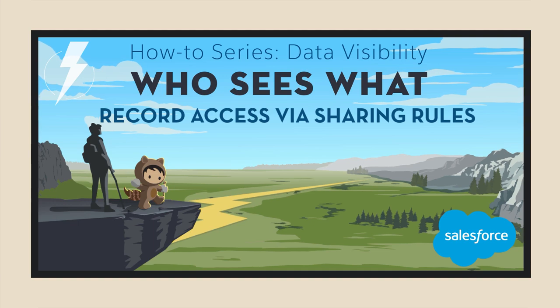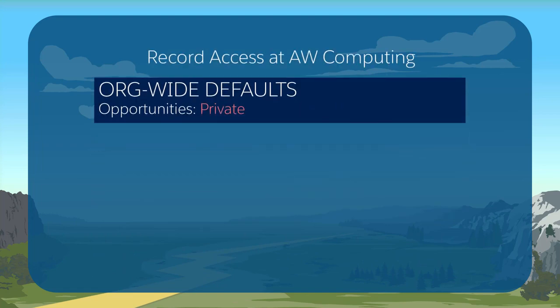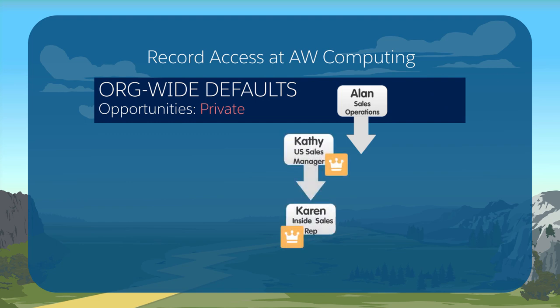At AW Computing, we set the org-wide sharing settings on opportunities to private, so only the person who owns the record can see it. We then created a role hierarchy to open access up to certain roles. Now, Sales Ops can see the opportunities of all users below them in the hierarchy, and the U.S. sales managers can see opportunities of users in the inside sales rep role.